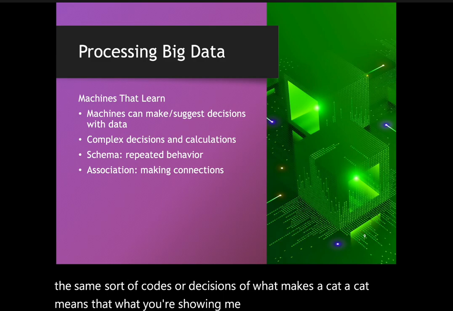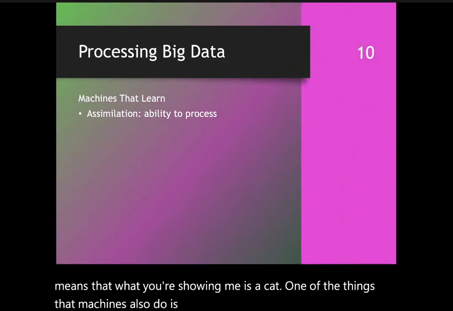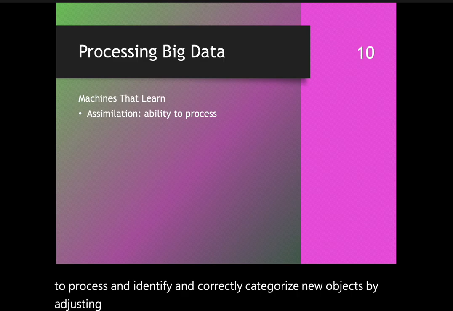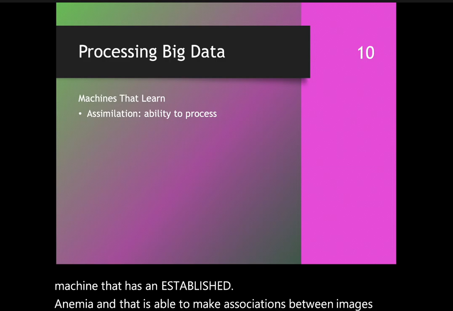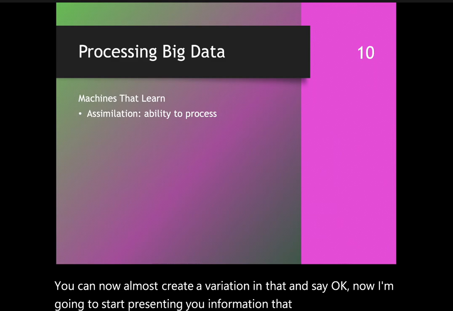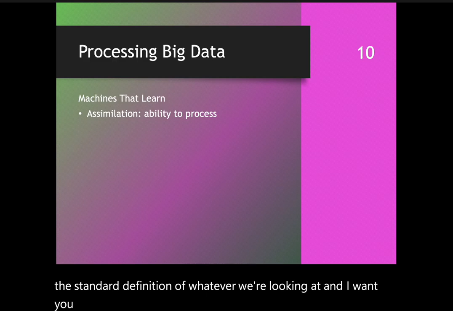One of the things that machines also do is they use assimilation, which is the ability to process and identify and correctly categorize new objects by adjusting one's previous understanding. So once you have a machine that has an established schema and that is able to make associations between images, you can now almost create a variation in that and say, okay, now I'm going to start presenting you information that doesn't always fit the standard definition of whatever we're looking at. And I want you to figure out and tell me what it is.